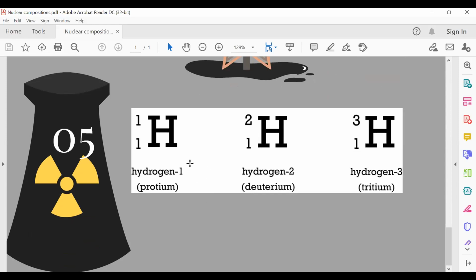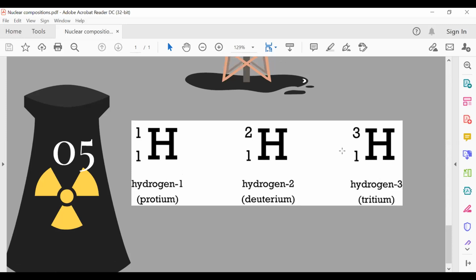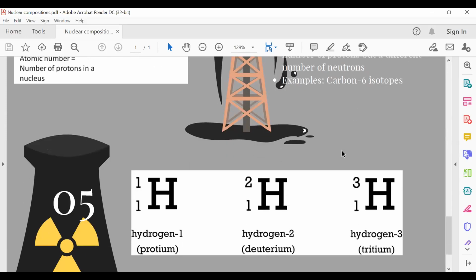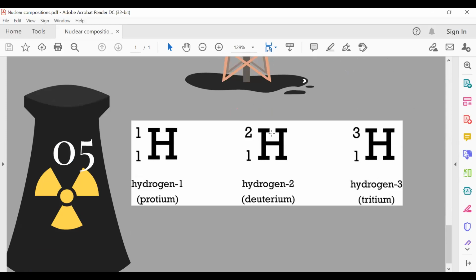The first one is hydrogen-1, which has one proton and one nucleon. Next we have hydrogen-2, which has one proton and two nucleons. If we want to find the neutrons, we can simply subtract the proton number from the nucleon number, and we get one neutron. And then we have hydrogen-3, which has one proton and three nucleons. Back to the definition of isotope, we can see that all of these have the same number of protons but a different number of neutrons. So I think that's it from me. Thank you.